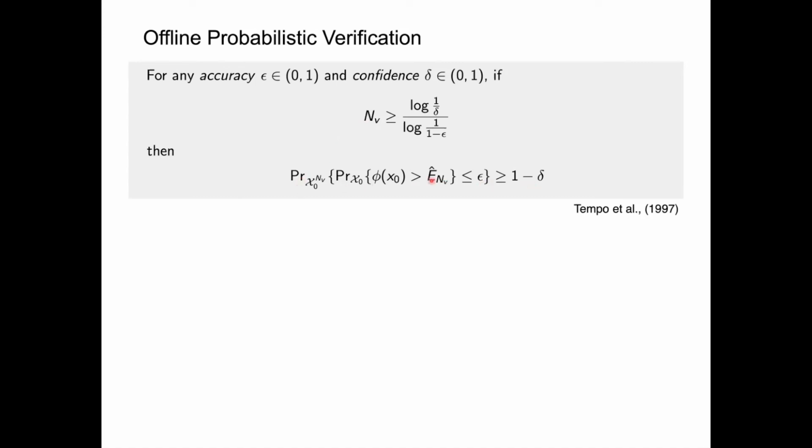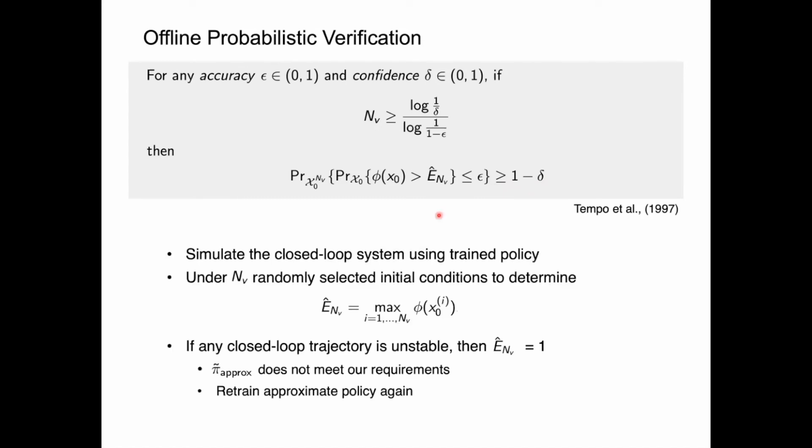This bound can be roughly interpreted as ensuring the set of points greater than the estimated worst case performance has a measure smaller than epsilon, and this is true with probability of at least 1 minus delta. To apply this in practice, we must simulate the closed loop system with the approximate policy under NV randomly selected initial conditions and determine E hat NV.